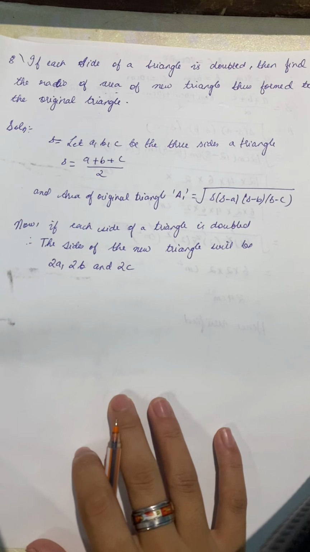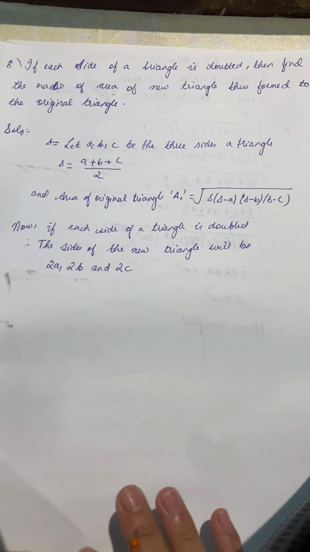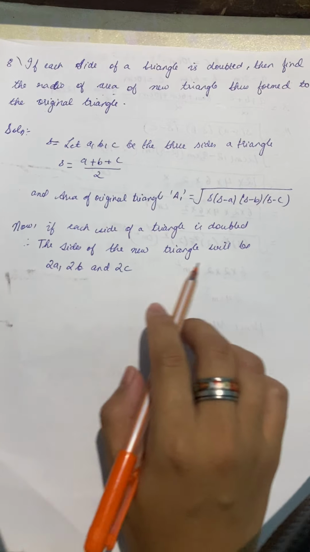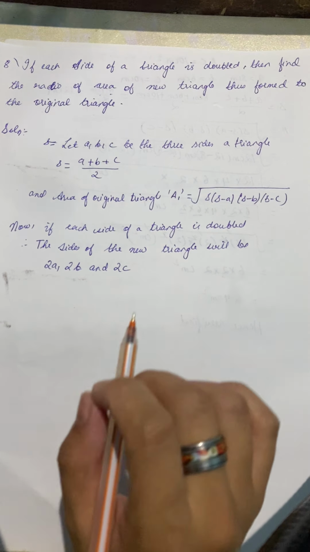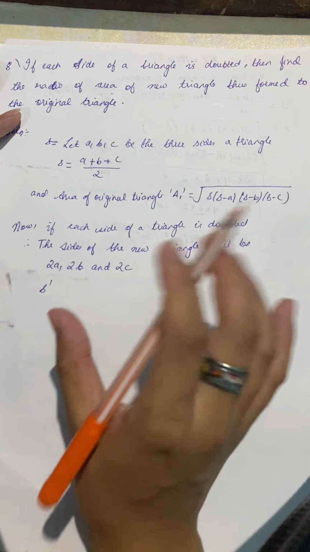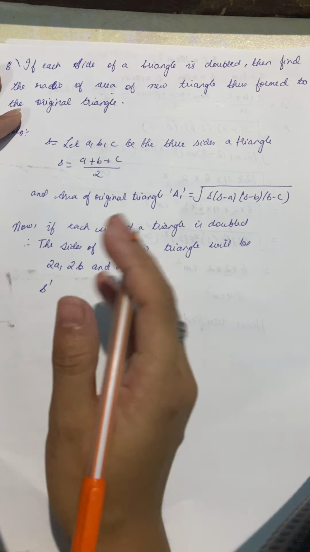I'm just making use of the question. So now if each side of the triangle is doubled, the sides of the new triangle will be 2A, 2B, 2C. Clear? Now let us find the semi-perimeter. Since we've already used S, and we're talking about the semi-perimeter of a new triangle, I have to put a different notation.